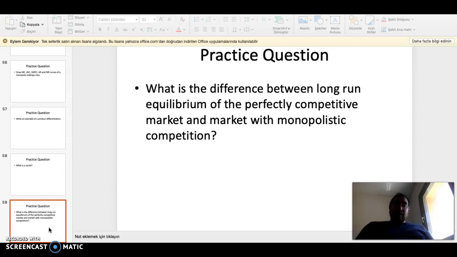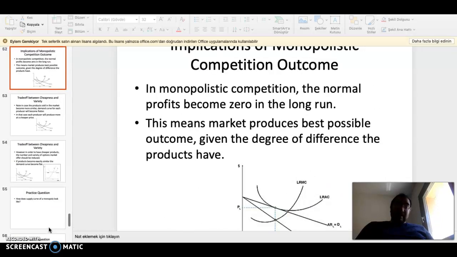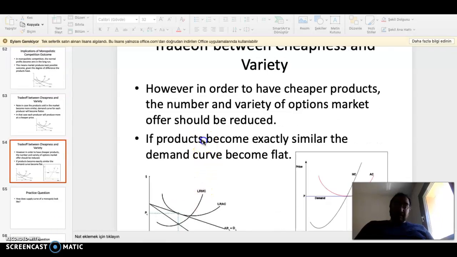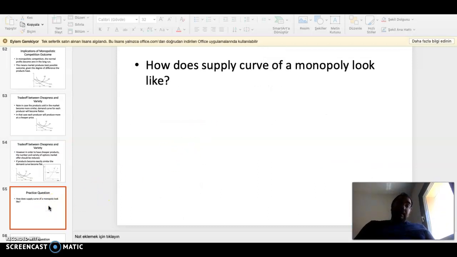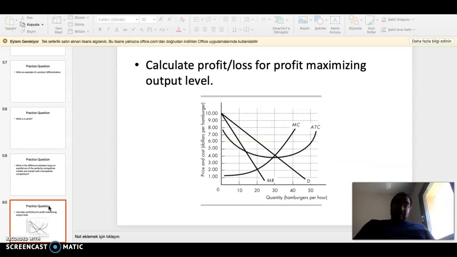What is the difference between the long-run equilibrium of the perfectly competitive market and a market with monopolistic competition? Well, we have seen here. In the perfectly competitive market, the quantity produced by a company is higher and the price is lower than the long-run outcome of monopolistic competition. However, in monopolistic competition, the variety of products, in the perception of the people who buy them, is higher.